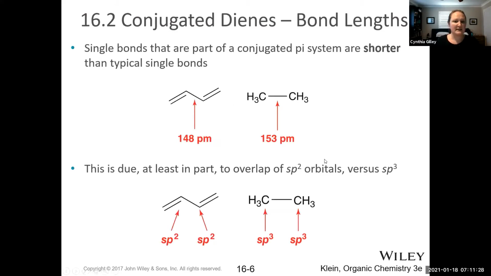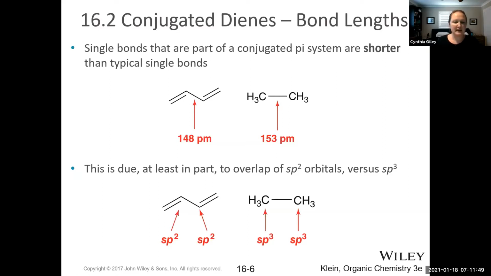Let's talk about the single bond. So we mentioned that there's pi bonds, and in between there's a single bond. But the single bond is a little bit different than traditional carbon-carbon single bonds, in that if you measure the bond distance, it's a little bit shorter than a typical carbon-carbon single bond. There's a few reasons that can be attributed to.